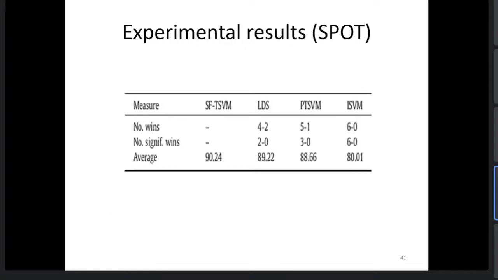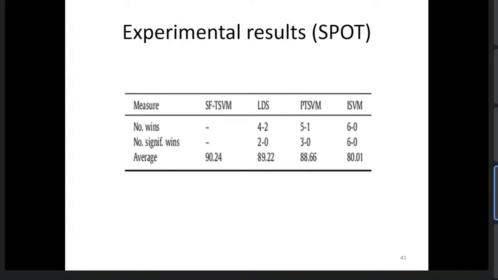Move to the next slide. The experiment results. You see the number of wins. One is if you compare SFT SBM and LDS, so it is 4-2. What is 4-2? That is, in 4 cases SFT SBM wins, and in 2 cases LDS wins, because there are six experiments.